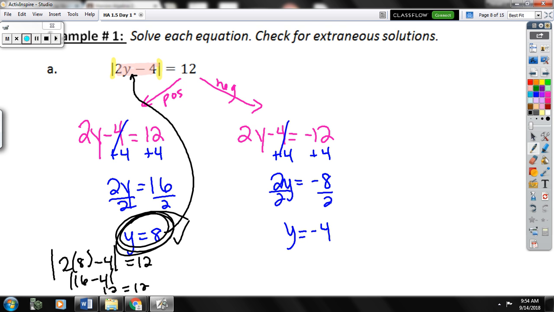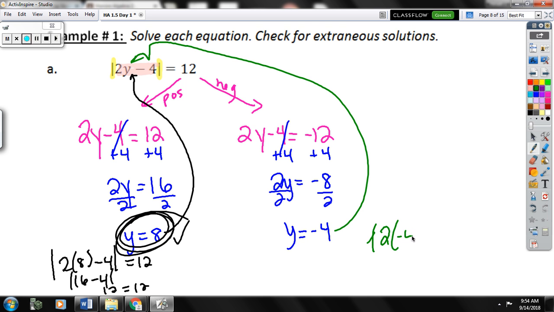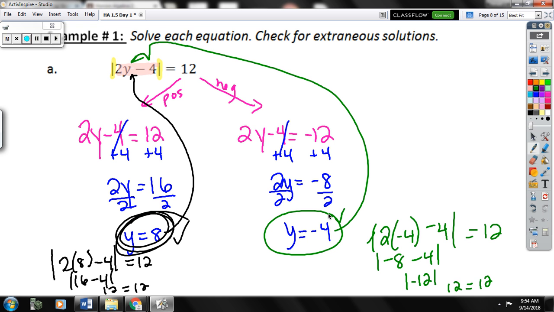Let's circle it. And again, you can do it in your head if you want to. But on a test, if you don't check them and one of them is extraneous and you keep it, you're going to lose points. So just be aware of that. Check the other one, plugging negative 4 in. So we'll have 2 times negative 4 minus 4 equals 12. That gets me negative 8 minus 4, which is negative 12. The absolute value of negative 12 is 12. So this one also checks. So we have 2 answers to this problem, either 8 or negative 4.